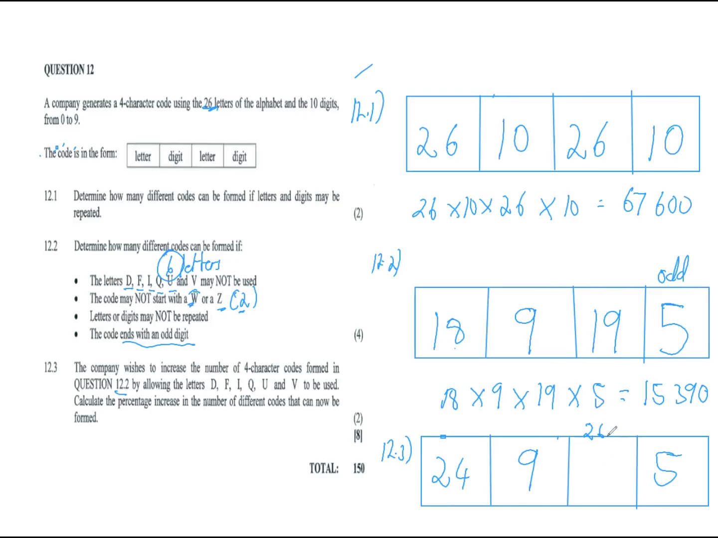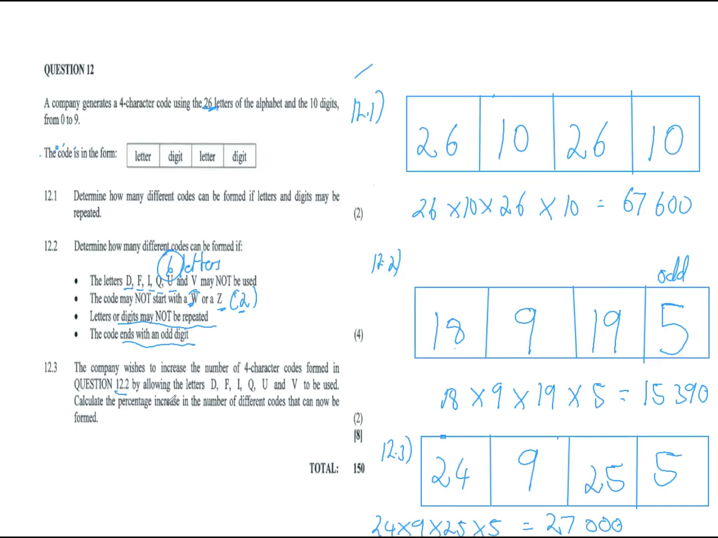But then I have to consider that still I do not have to repeat the letters or digits. I have already used one letter here. So that means my sample space remains what? 25, right? And then, okay, now this is going to be what? The 24 multiplied by 9 multiplied by 25 multiplied by 5, which is going to give us what? 27,000, right? Now 27,000. Okay, so this is what we are going to do.